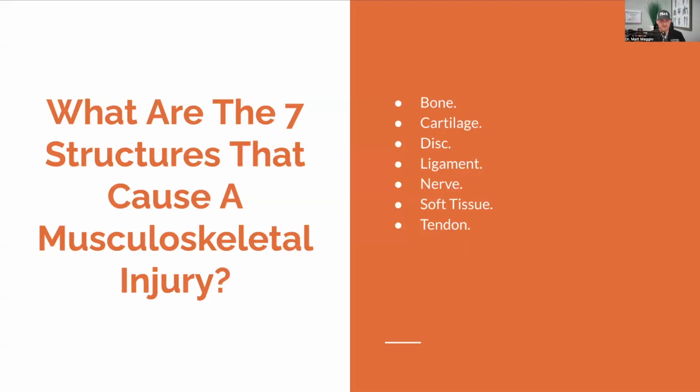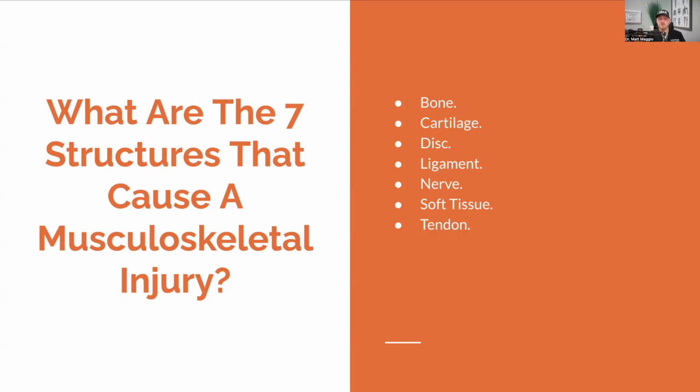So there are 7 structures. I call them the 7 big structures that cause a musculoskeletal injury. They're really the only 7 things that we're going to see as manual therapists, soft tissue providers, and really anyone that's coming in injured and in pain. It's going to be a bone problem, a cartilage problem, a disc problem, a ligament problem, a nerve problem, a soft tissue problem, and a tendon problem.